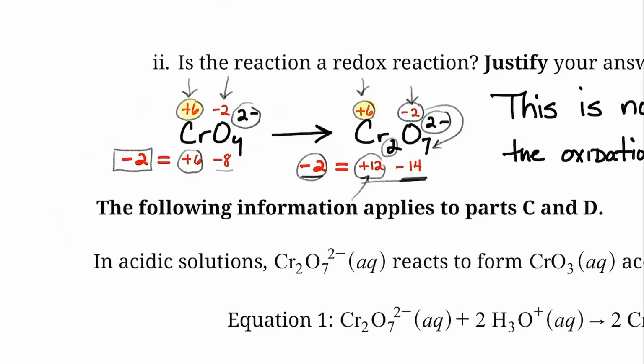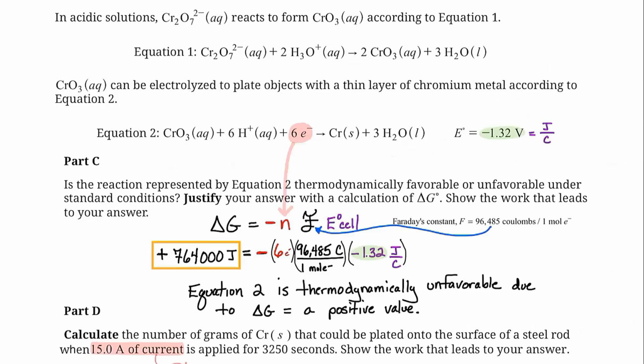So on to the next question. Number 2C. Is the reaction represented by equation 2 thermodynamically favorable? I think delta G is negative or unfavorable under standard conditions. Justify your answer with a calculation of delta G. Well, since they gave me a voltage or a net potential here, I'm going to use the formula delta G equals minus, don't forget that, n F E0 of cell.